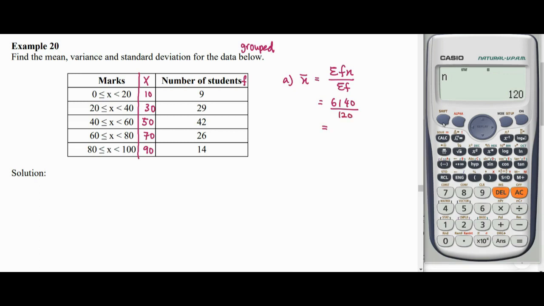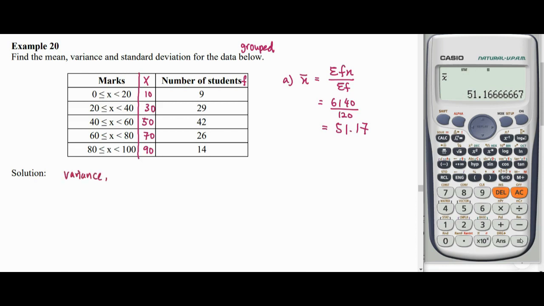So finally you can figure out the mean. So number 4, you see you have option 2, mean. Directly it can calculate for us 51.17. Meanwhile, we go for the second question, variance.